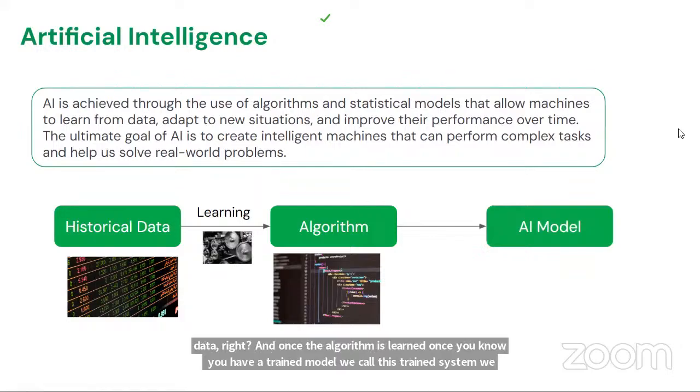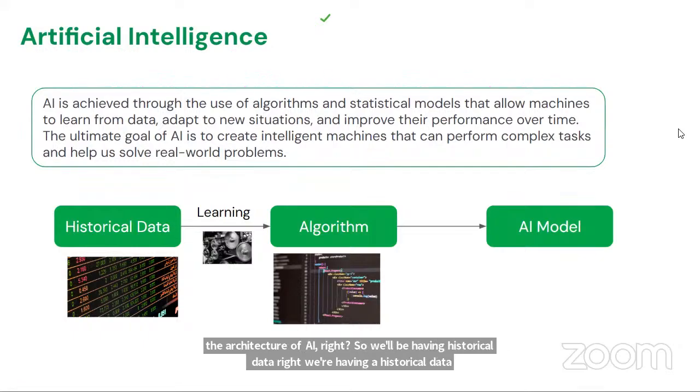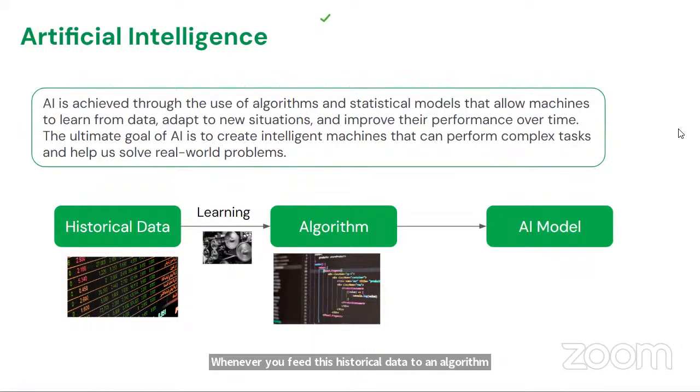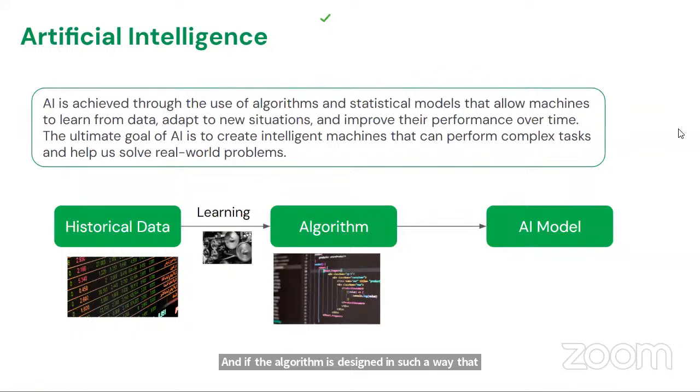So we'll be having historical data. Whenever you feed this historical data to an algorithm, which is a mathematical model, a mathematical system, this algorithm is designed in such a way that it should learn or understand the patterns present in your data automatically, not manually.